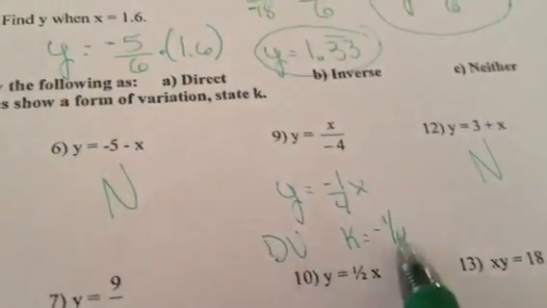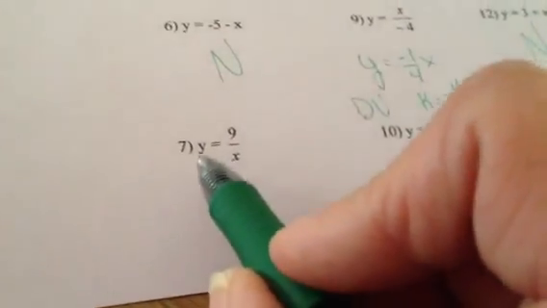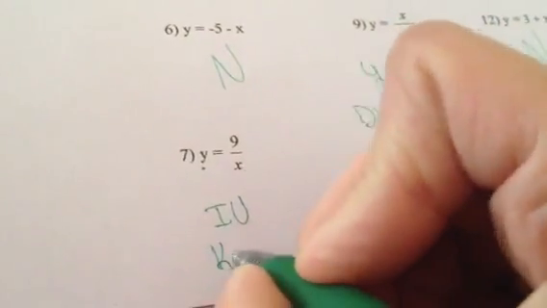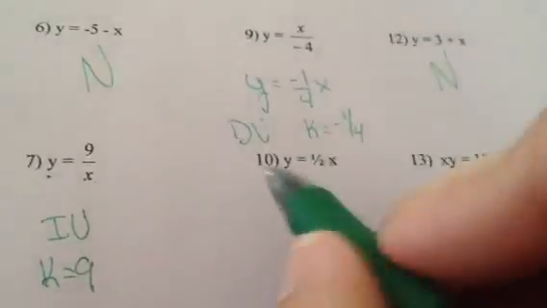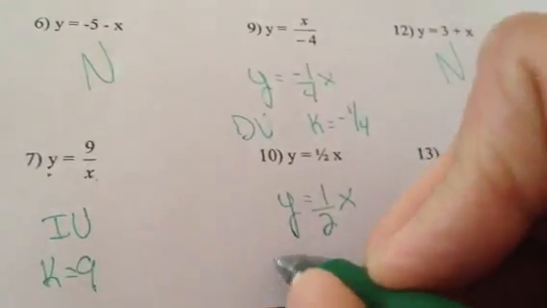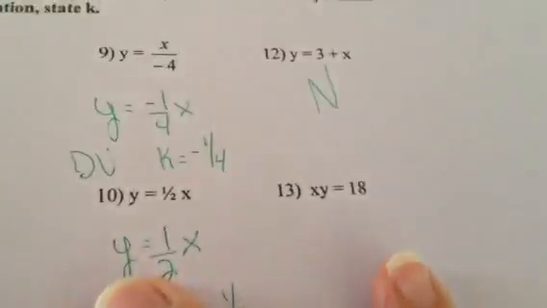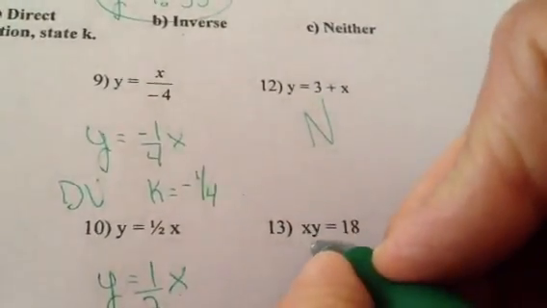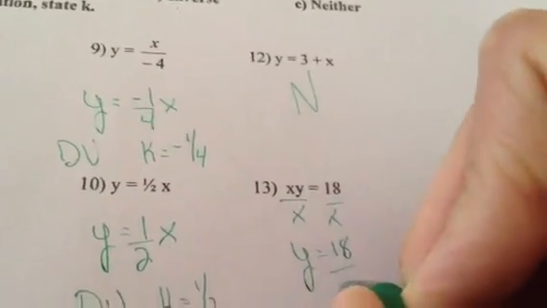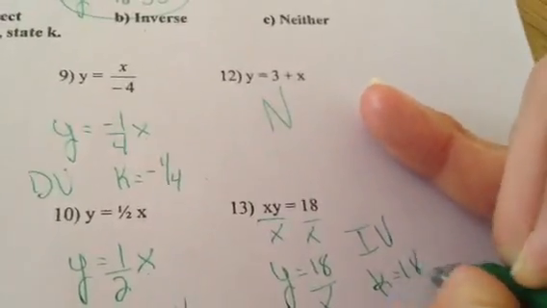And you will be expected to give both values, that it's this and this, not just one or the other. So on 7, it's y equals, x is dividing, so that makes it inverse variation, and that's going to make my k be 9. 10, again, x is multiplying to a half, that makes it direct variation, and my k is just a half. And then 13, again, I needed to get it to be y equals, so I'm going to divide by x. So when I have it, x is dividing, that's going to make it inverse variation, and my k is 18. Whoops, that's supposed to be 18.